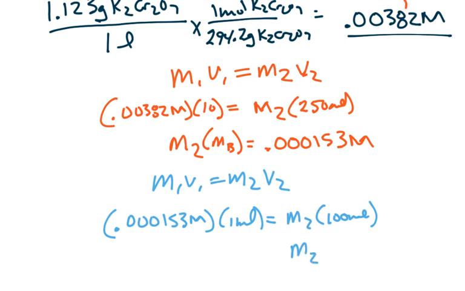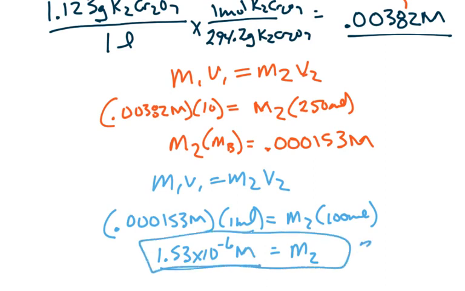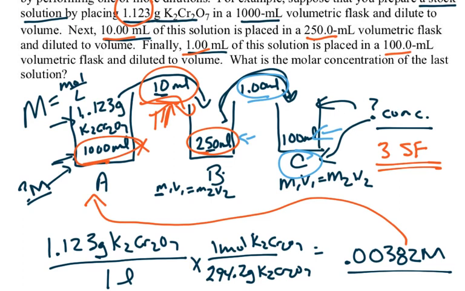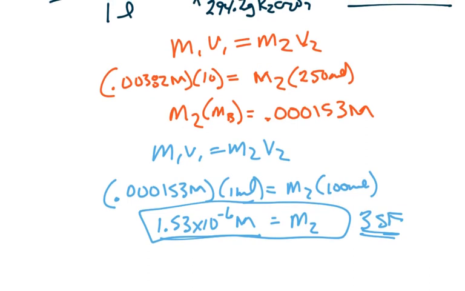So M2 equals 1.53 times 10 to the minus 6 molar. 3 sig figs. Okay, so the big thing is just understanding the big picture. We make this solution, figure out its concentration, we dilute it, figure out this one's concentration. We dilute that, figure out this concentration. Okay, that's the problem.